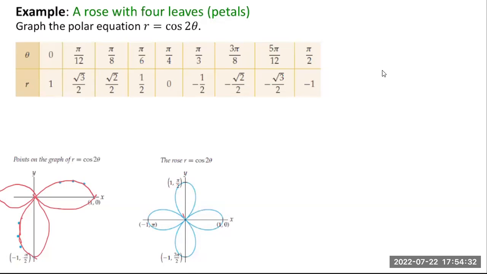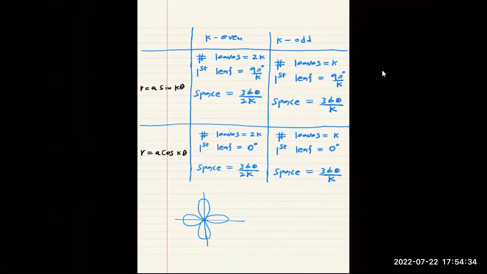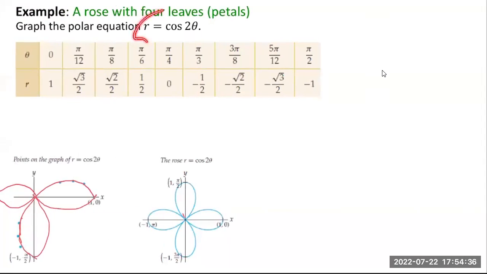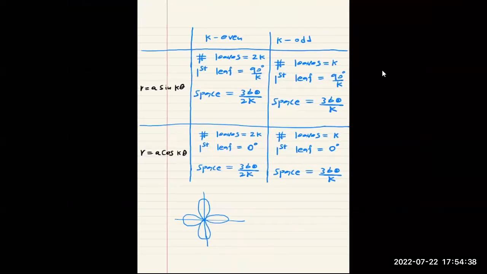Now let me look at this table. I will draw the same graph using this shortcut. I'm going to show you a shortcut to graphs of that form. Here is the form that we'll be looking at: r is equal to a sine k theta, or r is equal to a cosine k theta. We are considering two cases, when k is even and when k is odd. K is even means this coefficient is even.